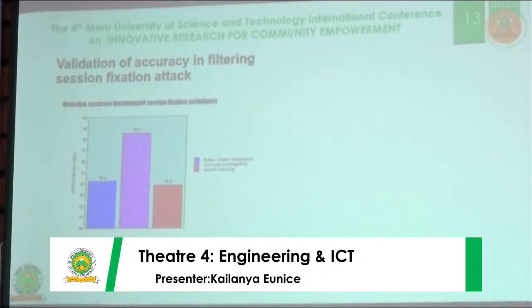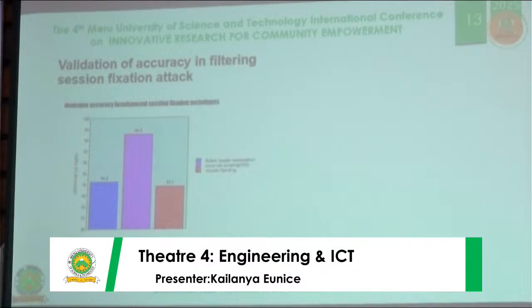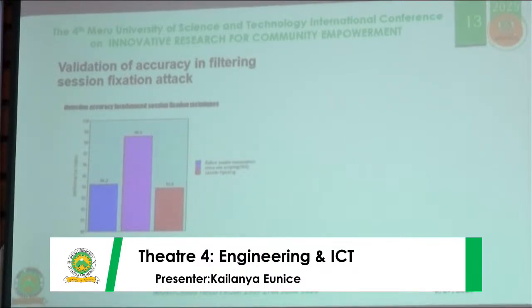After taking the model through the simulation, it was noted that, in validating accuracy in filtering session hijacking attacks, the model could achieve an overall accuracy of 98.5%, because it was tested through several scenarios. For example, the blue part represents referrer header manipulation. That is a network threat type.